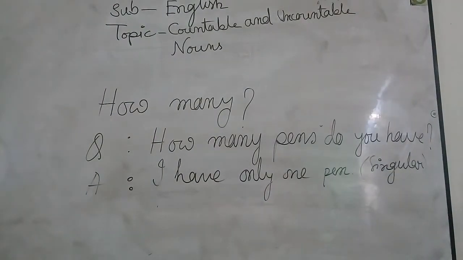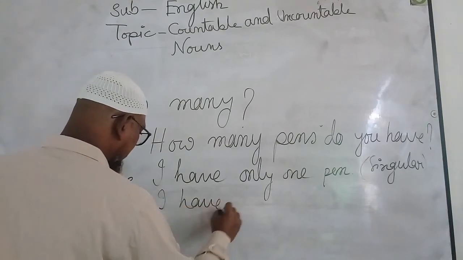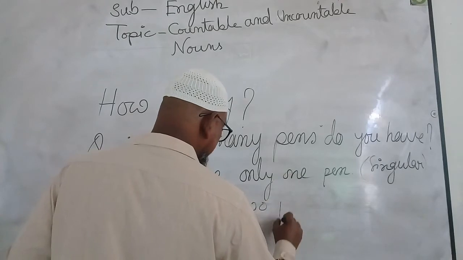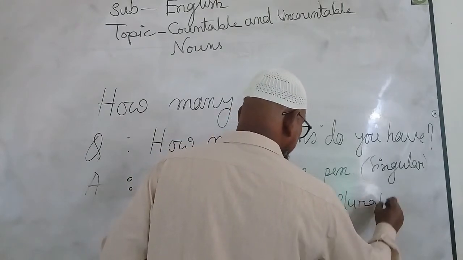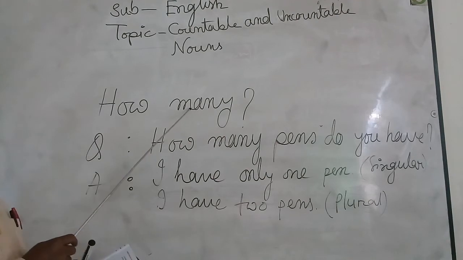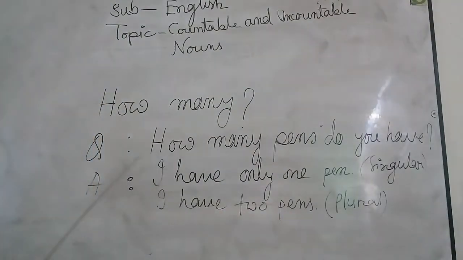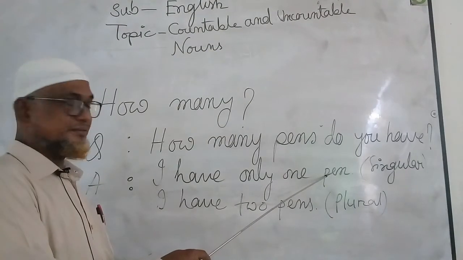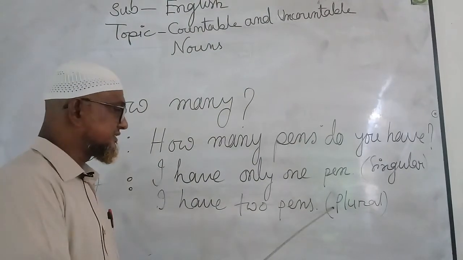Now, students, when I answer, I have two pens, this is plural. Students, you ask the question, how many? Question: how many pens do you have? Answer: I have only one pen. This is singular. And also, I have two pens. This is plural.